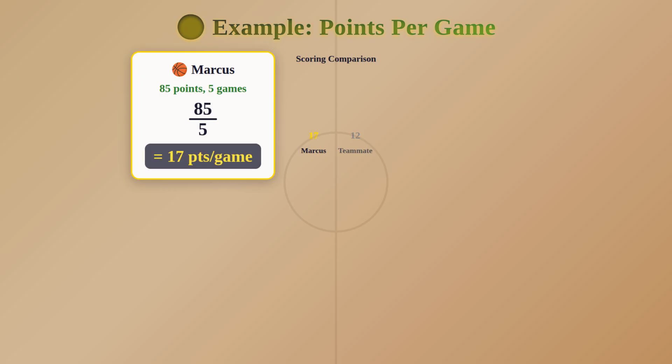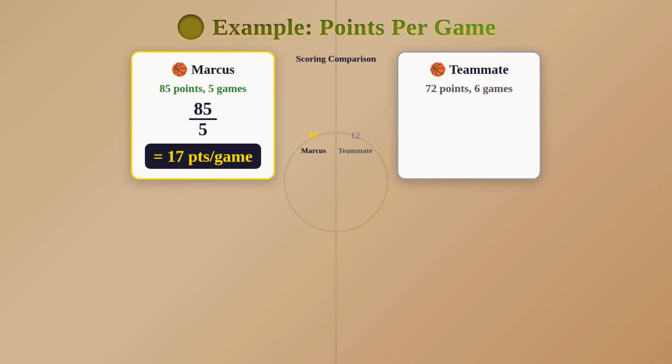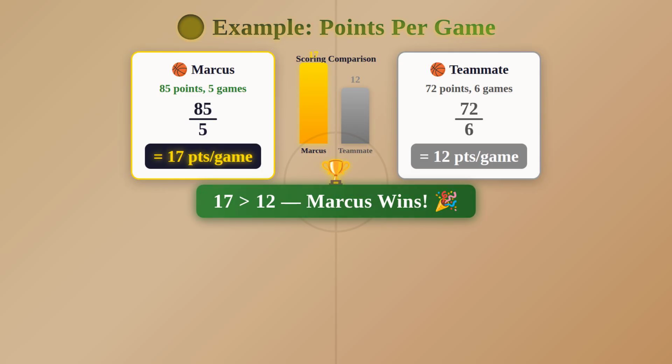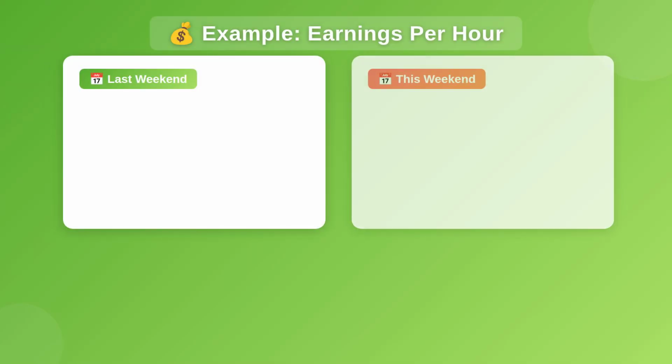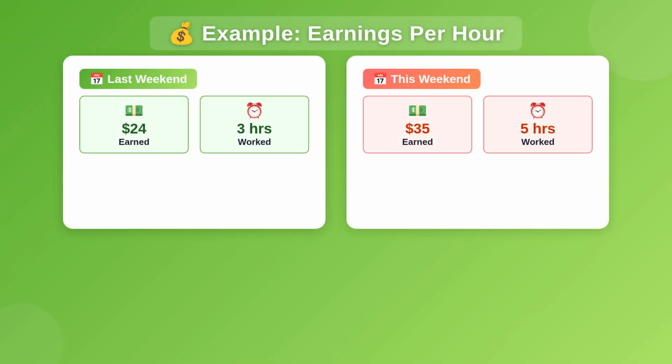Maya's brother Marcus loves basketball. In his last 5 games, he scored a total of 85 points. What's his scoring average? His unit rate of points per game. Set up the rate. 85 points over 5 games. Now divide. 85 divided by 5 equals 17. Marcus scores 17 points per game. Now his coach wants to compare him to a teammate who scored 72 points in 6 games. That's 72 divided by 6 equals 12 points per game. Marcus wins with 17 versus 12. Maya is very proud of her brother.